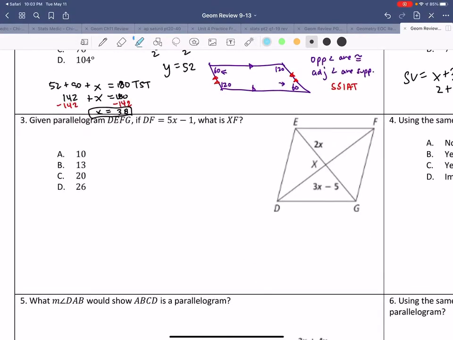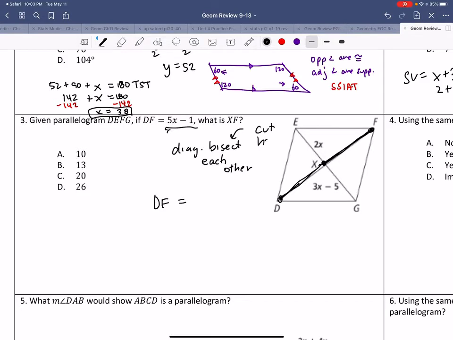Now, question number 3. Given the parallelogram, DF is 5x minus 1. So we're given DF, this whole thing is 5x minus 1. What is XF? XF. Okay, so we know that in a parallelogram, diagonals bisect each other. And this is off of our family tree. We noticed all these observations. So if they give me the whole thing, DF, then bisect means to cut in half. So I know XF has to be DF cut in half.